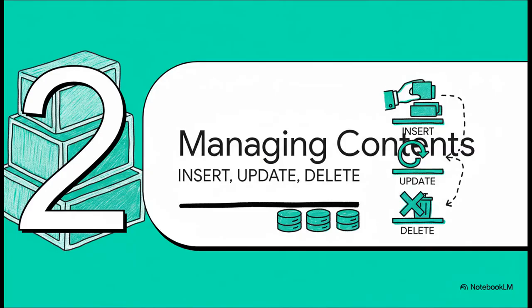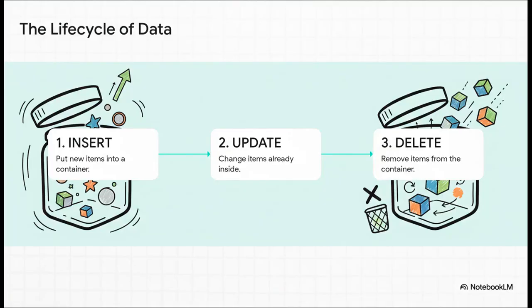So our containers are designed and built. It's time to actually put stuff inside them and manage the inventory. We do this with 3 really fundamental commands. Just think of it like the basic life cycle of anything in the workshop. INSERT is how you put new items into a container. Pretty straightforward. UPDATE is what you use when you need to change something that's already in there, maybe fix a typo. And DELETE, well, that's for taking stuff out.